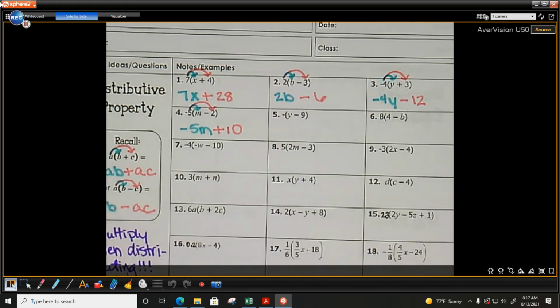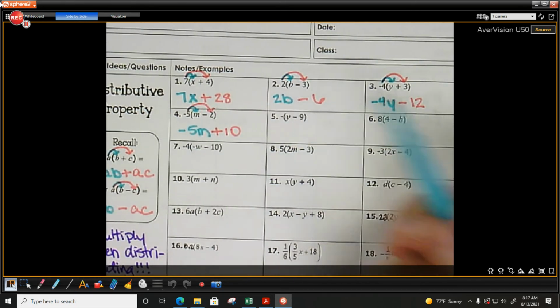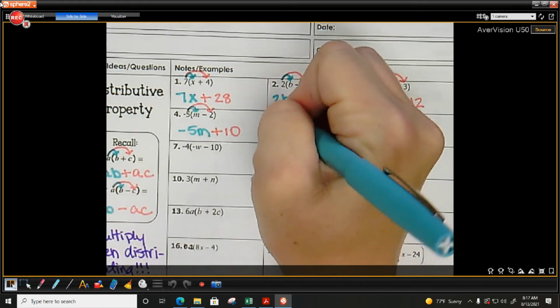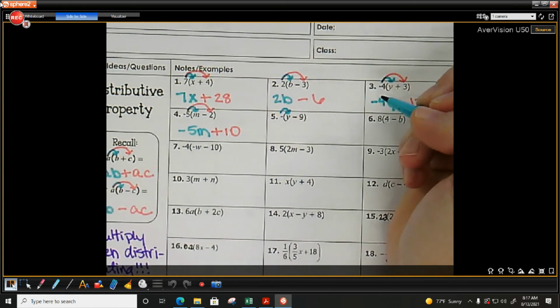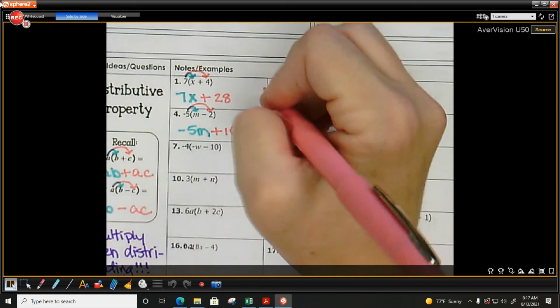This one just has a negative out in front. That means all I'm doing is distributing a negative. It's really like a negative 1, okay? But a negative times y just makes it a negative y. A negative times a negative 9 is a positive 9, so a plus 9.